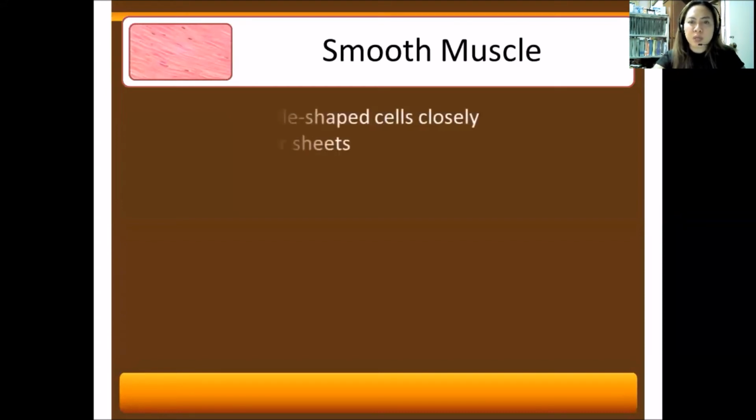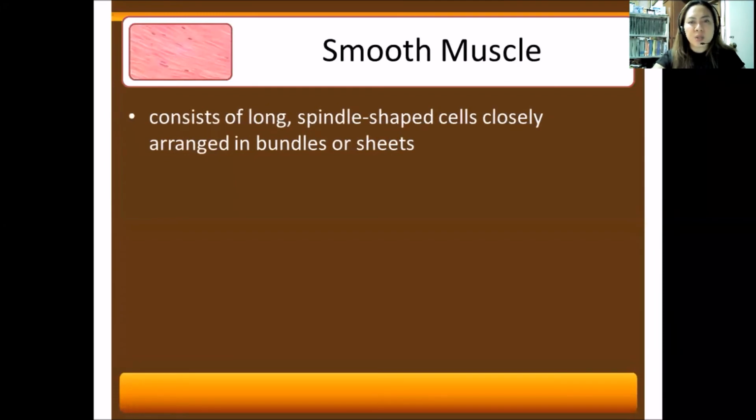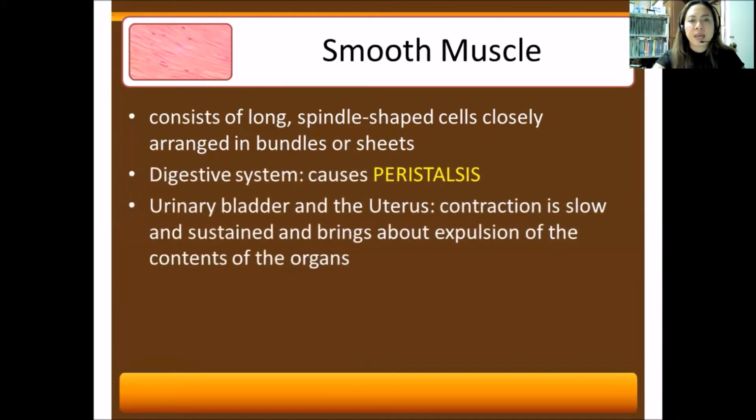Now let's go to smooth muscle. So smooth muscles consist of long spindle-shaped cells closely arranged in bundles or sheets. Okay? Saan natin sila makikita? So you can find the smooth muscles in the digestive system. They cause peristalsis in the digestive system. We can also find this smooth muscle in the urinary bladder and the uterus. So contraction is slow and sustained and brings about expulsion of the contents of the organ. So that is the work of your smooth muscle.